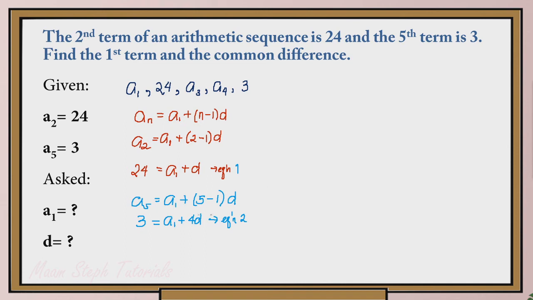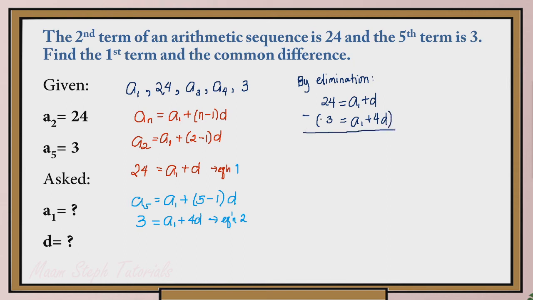So now that we have these two equations, gagamit tayo ng elimination, para makakuha tayo ng equation with one variable. So if we use elimination, yung a1 natin ay magiging 0. Kaya we will be left with d. So by elimination, we have 24 equals a1 plus d, minus, 3 equals a1 plus 4d.